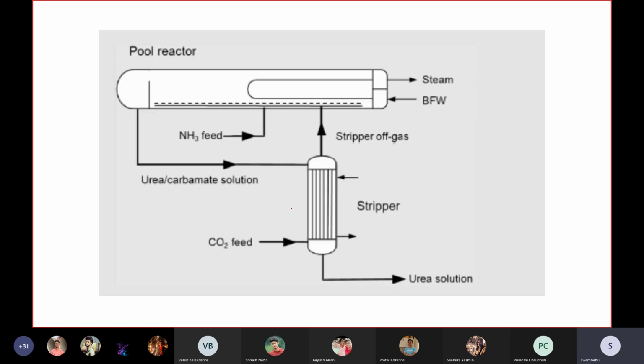This is another type of reactor setup, where here we have the reactor separately and the stripper separately. So this is another design of urea reactor followed by a stripping section that they can use.